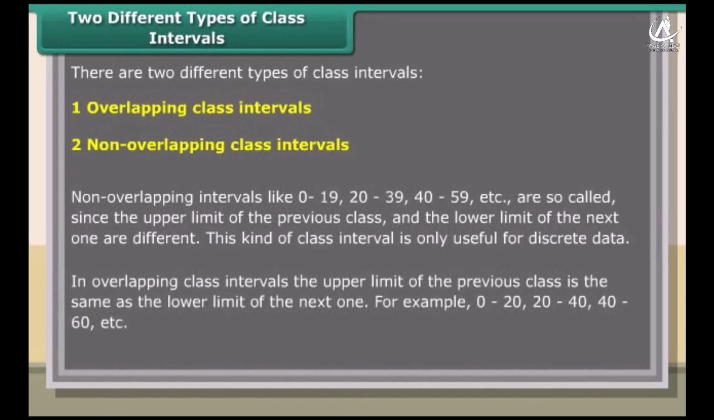In overlapping class intervals, the upper limit of the previous class is the same as the lower limit of the next one. For example, 0 to 20, 20 to 40, 40 to 60, etc.